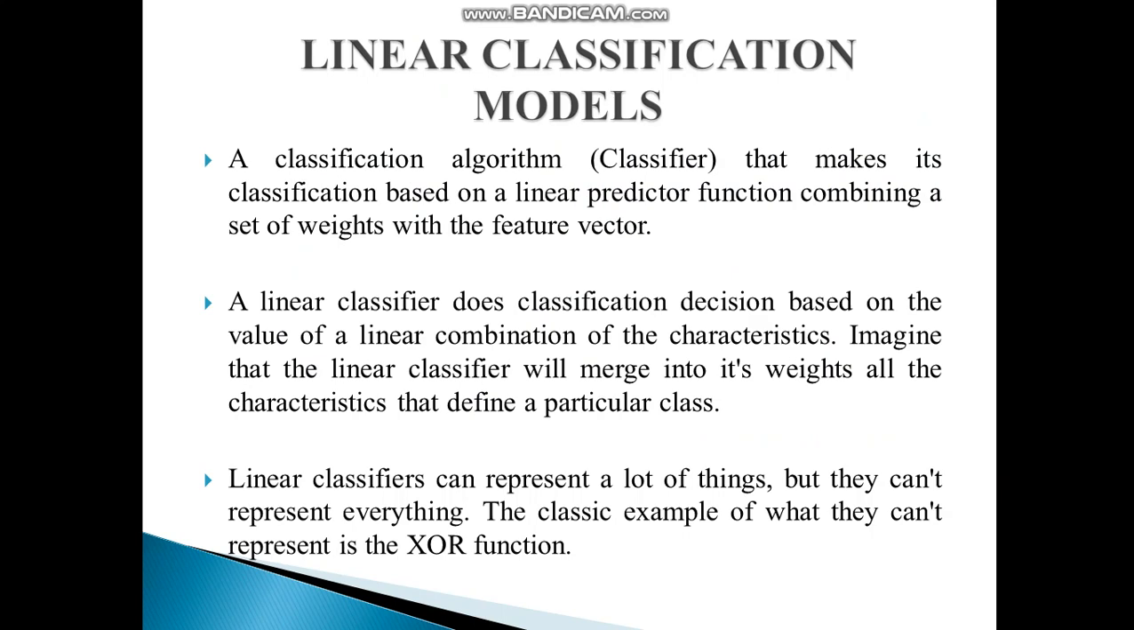A linear classification algorithm makes its classification based on a linear predictor function combining a set of weights with the feature vector. A linear classifier makes a classification decision based on the value of a linear combination of characteristics. Imagine that the linear classifier will merge into its weights all the characteristics that define a particular class. Linear classifiers can represent a lot of things, but they cannot represent everything. The classic example of what they can't represent is the XOR function.